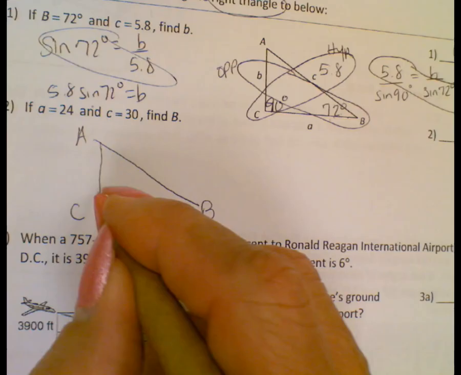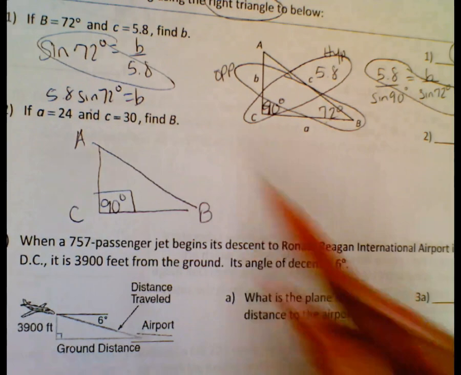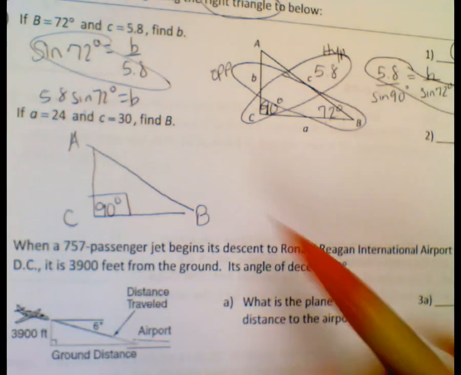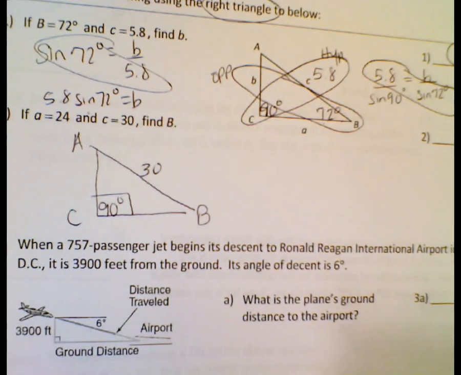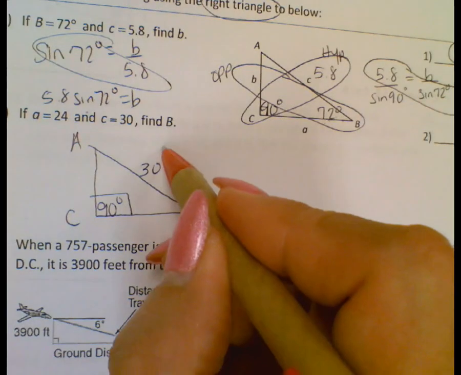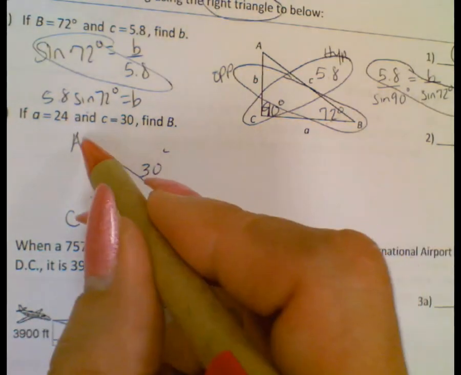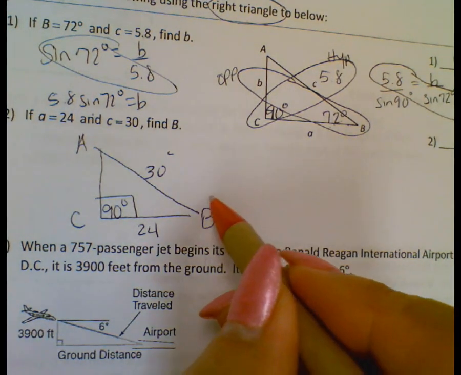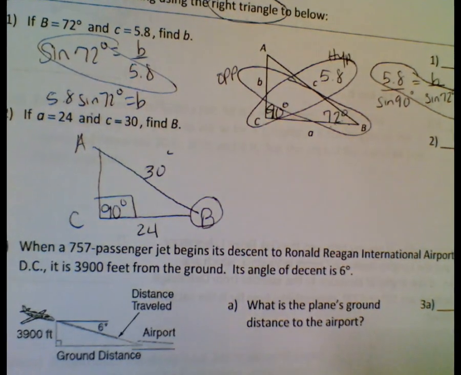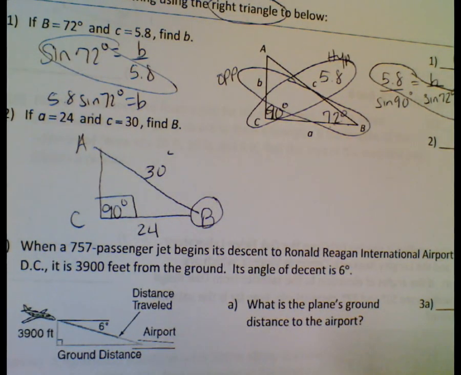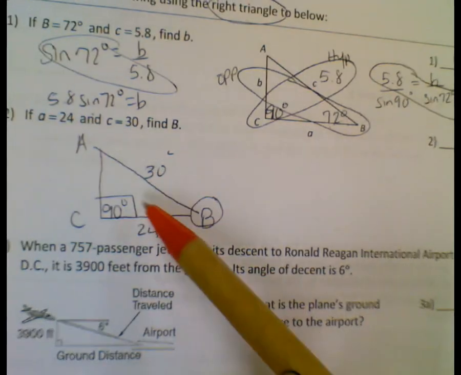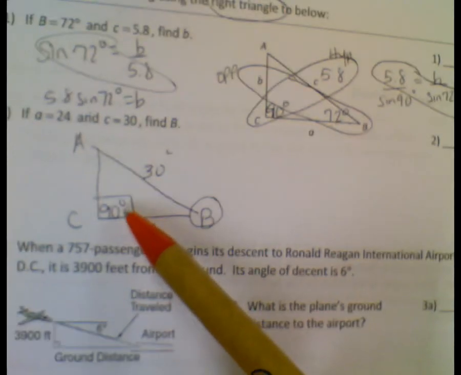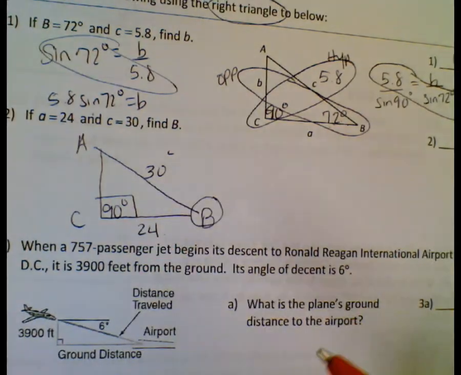Okay, angle C is 90, so you can put a square or you can put 90. It doesn't say that, but it says it's a right triangle. So we're just going to assume that that one's the 90. And little c is 30. This is little c. And little a, here's big A. So little a is across from big A. And they want us to find angle B. So what do we know? We know two sides. I don't know enough angles to do law of sines.